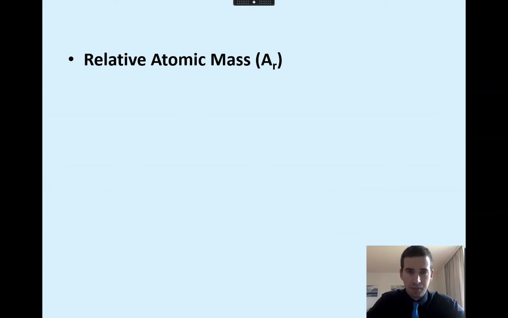Now, before we move on to the mole, I just want to go through a couple of definitions which you should have come across during your GCSE, although perhaps not in this much detail. Now, the first one is the relative atomic mass. I'm going through these two definitions because I'm going to be using them when explaining what a mole is.